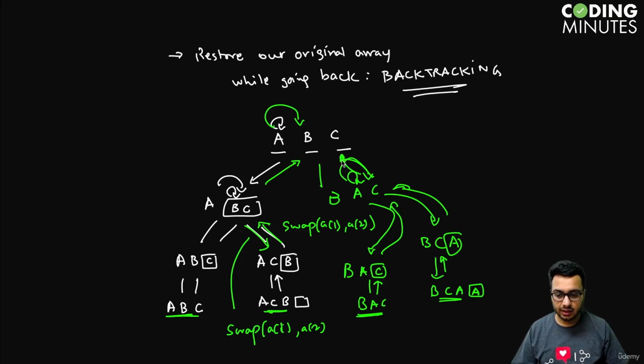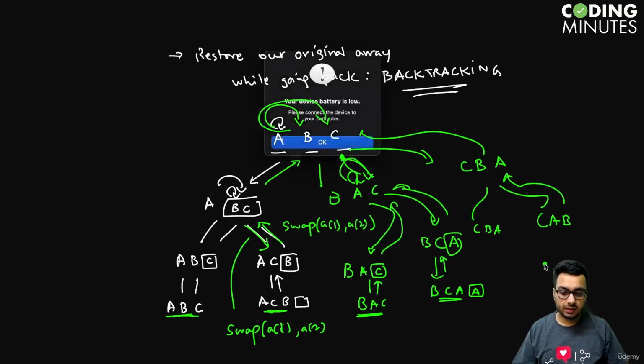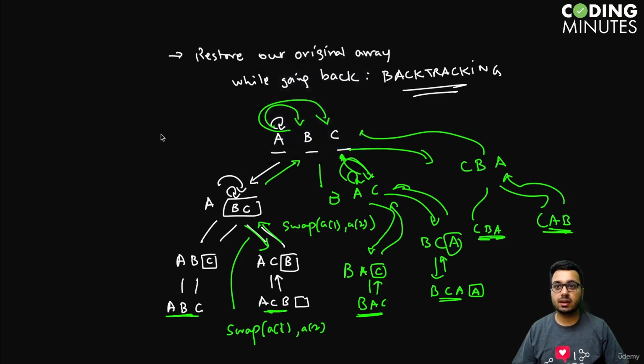Again you go back, you come here, A gets replaced with C, it becomes CBA, and CAB. Go back, it becomes CBA, you go back, it becomes ABC. So every time you hit the base case, you get the right permutation. So this is how we are going to implement recursion along with a backtracking step to find permutations in the next video.